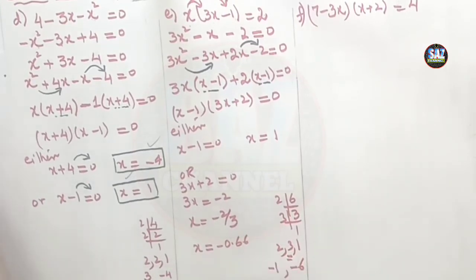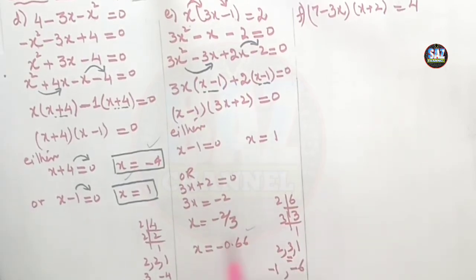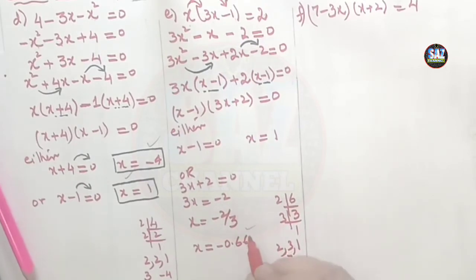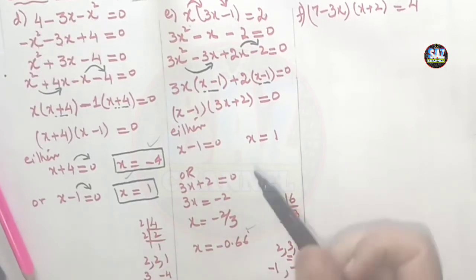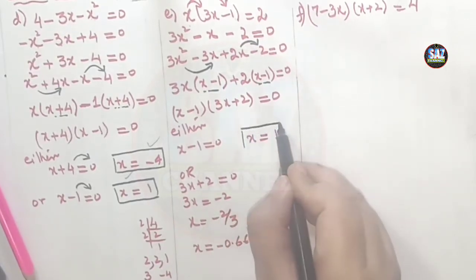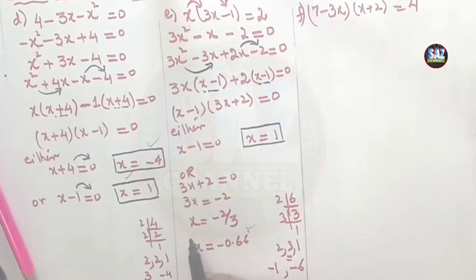Is that okay? 2 divided by 3, let me check it. 2 divided by 3, yes, this is repeatedly 6. So I will be marking repeated 0.66. So the roots or the solution of this equation are x equals to 1 and x equals to minus 0.66. So moving to the next question.